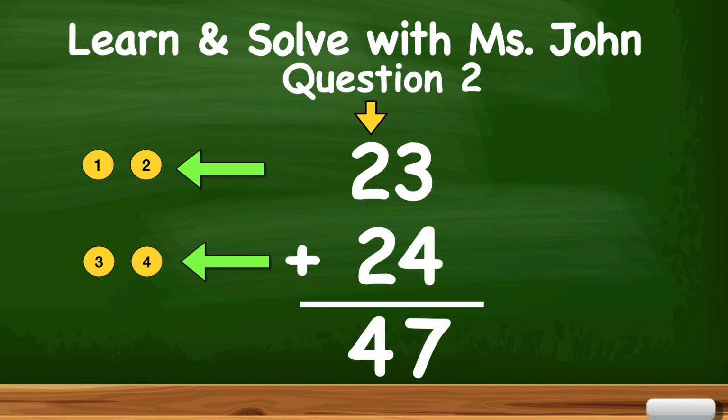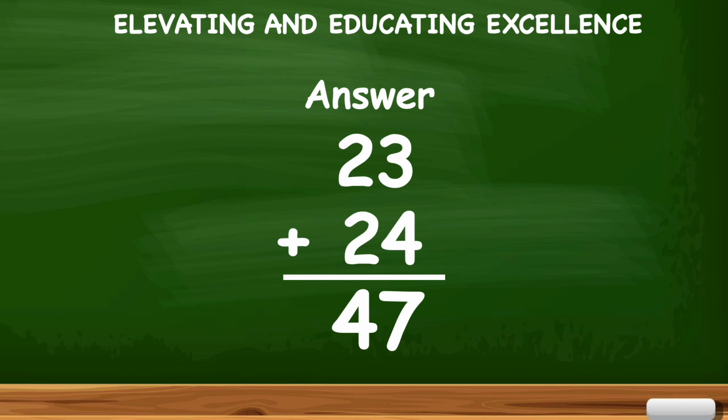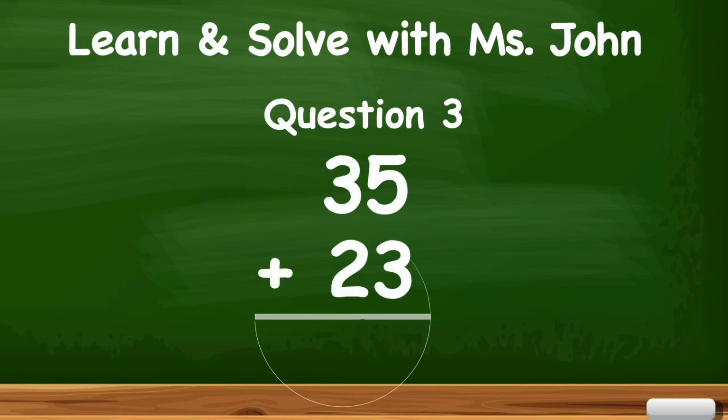Therefore, 23 plus 24 equals 47. Again, 23 plus 24 equals 47. Question number 3, 35 plus 23.